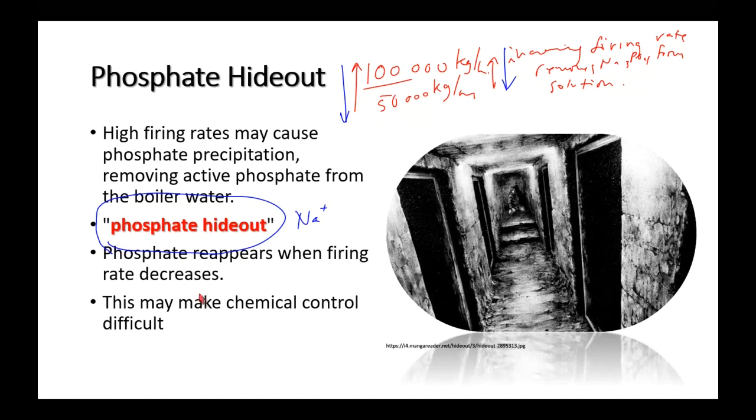So the point of this is phosphate hideout makes phosphate residual difficult to control when you are not at steady state operation. Okay? So this may make chemical control difficult when not operating at a steady state.